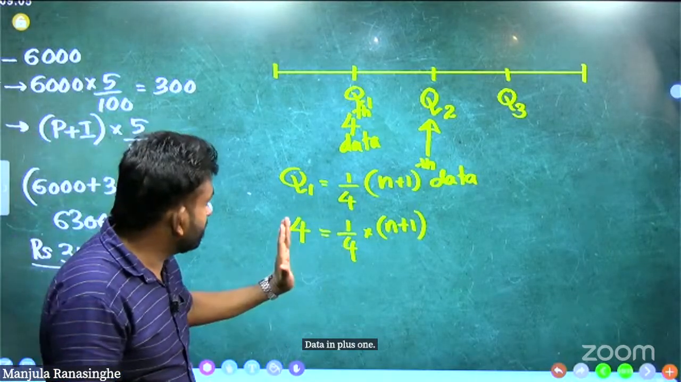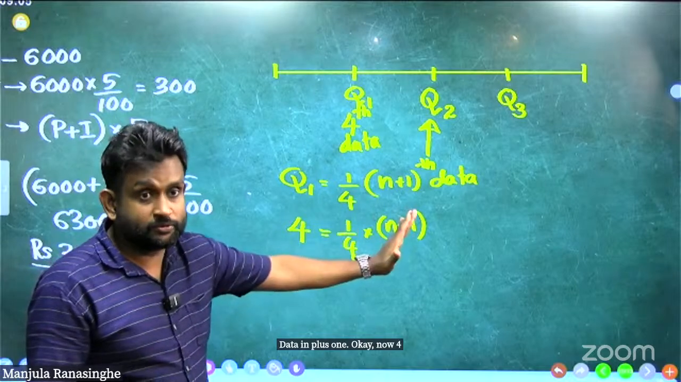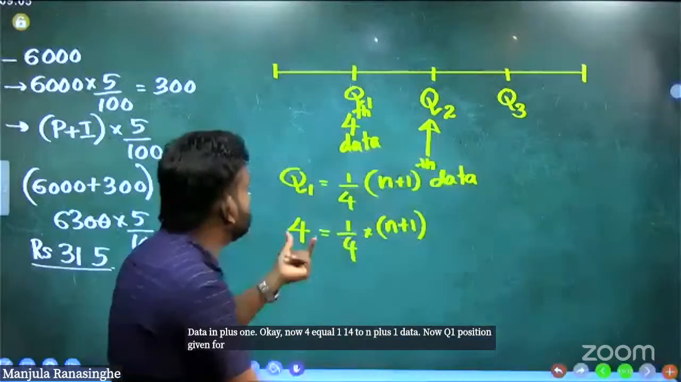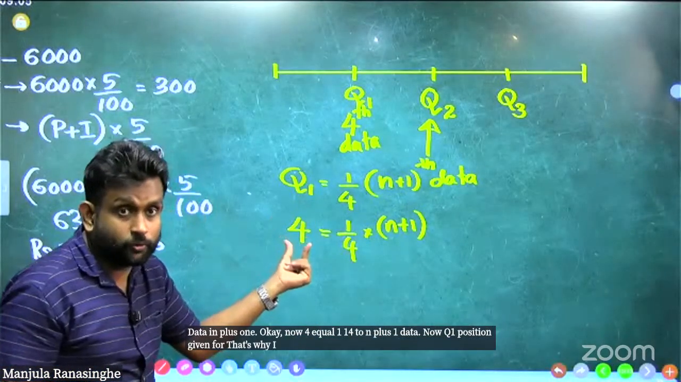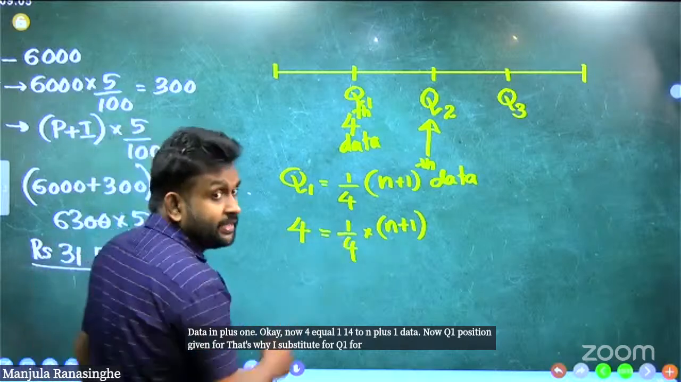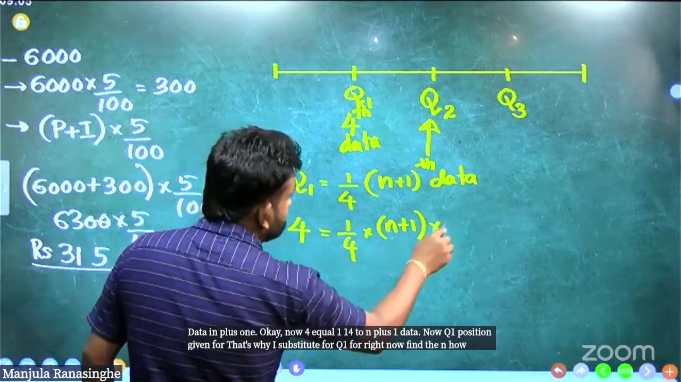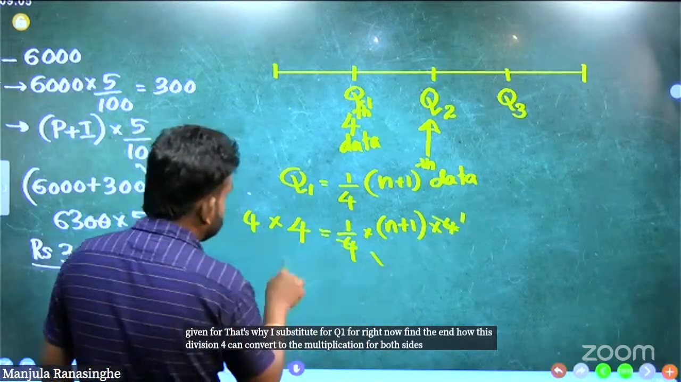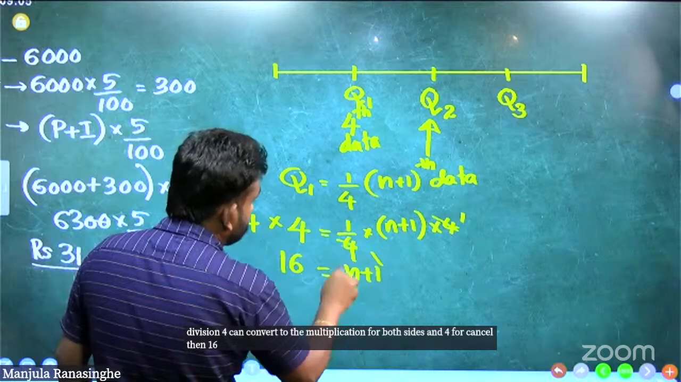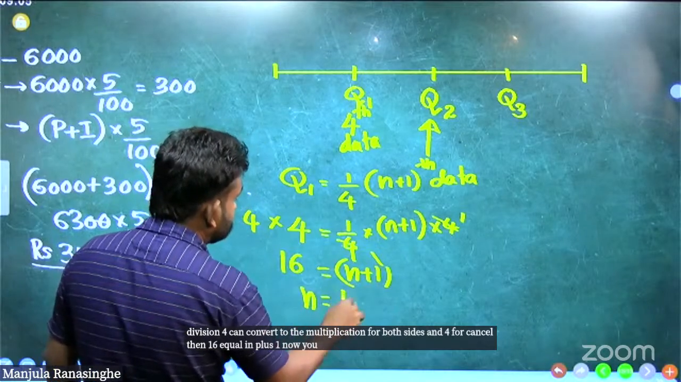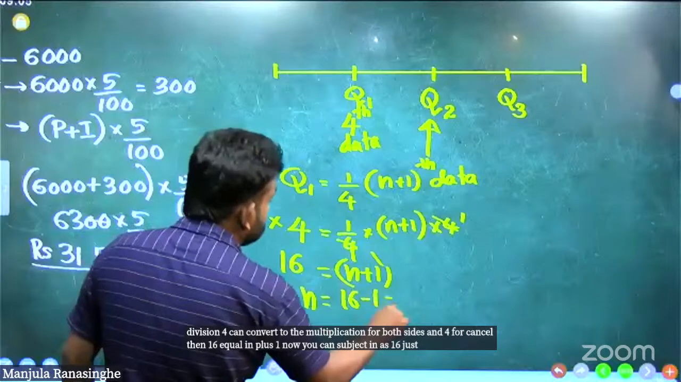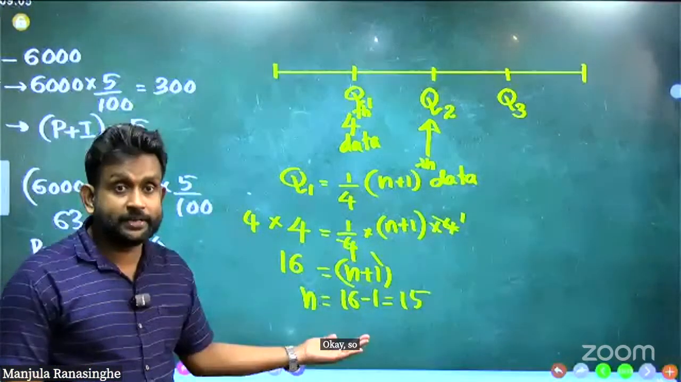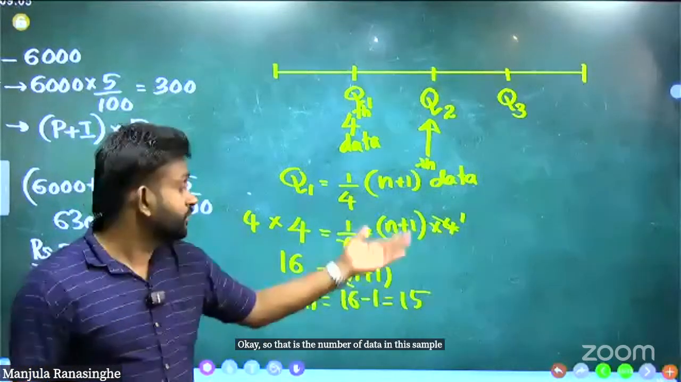Now 4 equals 1/4 into n plus 1. Q1 position is given as 4, that's why I substitute 4 for Q1. Now find n. This division by 4 can be converted to multiplication on both sides. Then 4 cancels, so 16 equals n plus 1. Now make n the subject: just subtract 1, that gives you 15. So that is the number of data in this sample. How many data? 15 data.